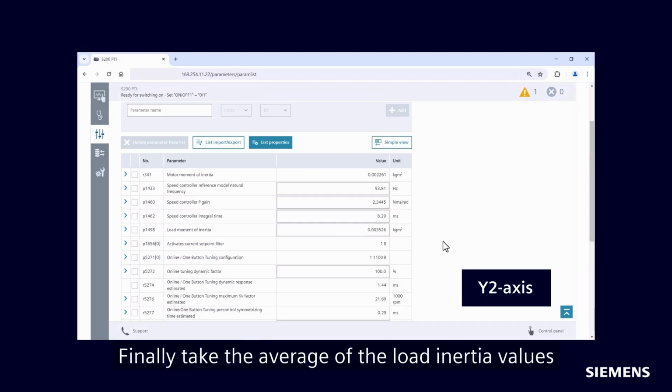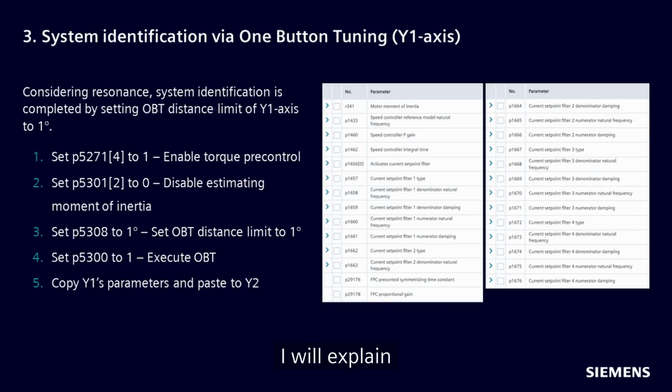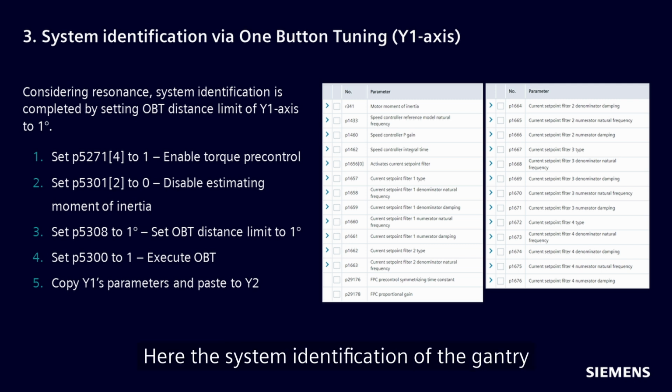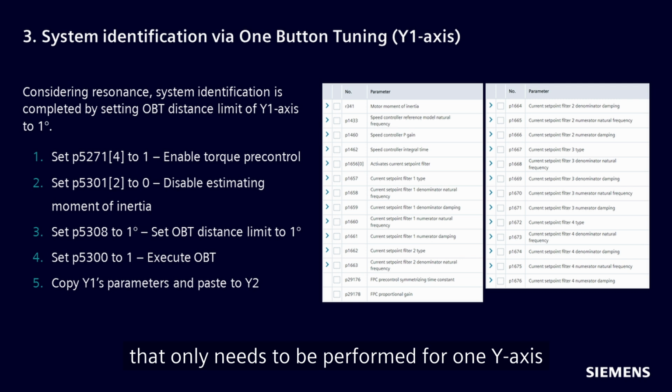Finally, take the average of the load inertia values of the two y-axes and write it back to P1498. Technical point 3. I will explain how to use one-button tuning for system identification. Here, the system identification of the gantry is performed by one-button tuning, which is a step that only needs to be performed for one y-axis.